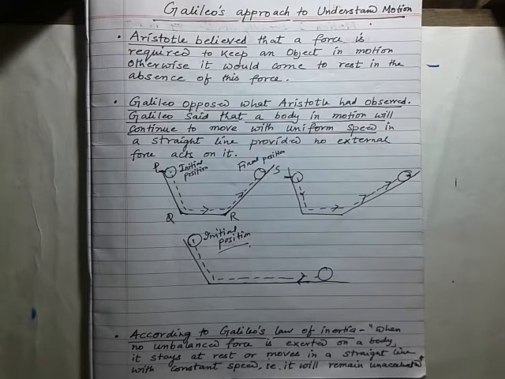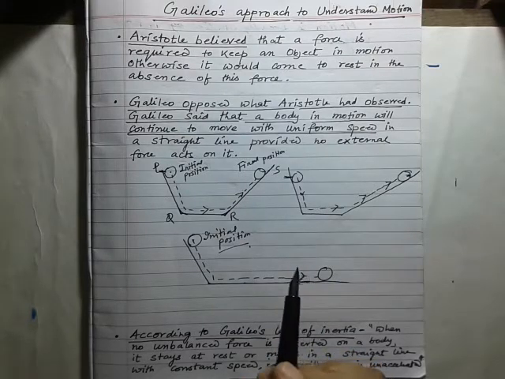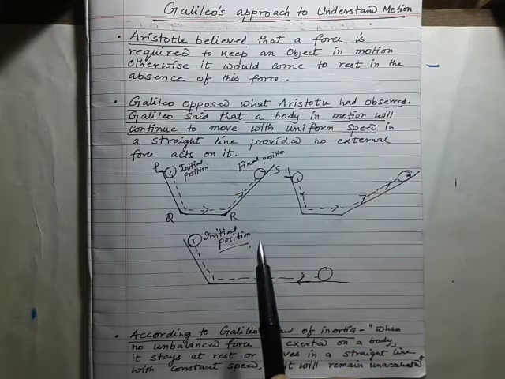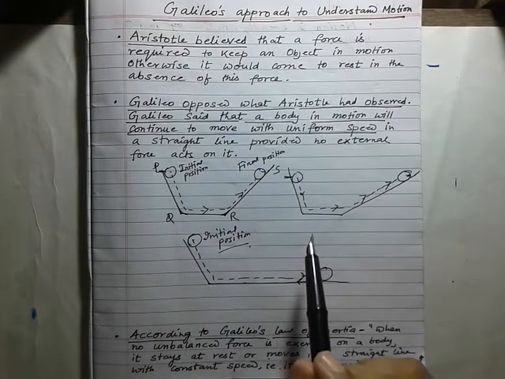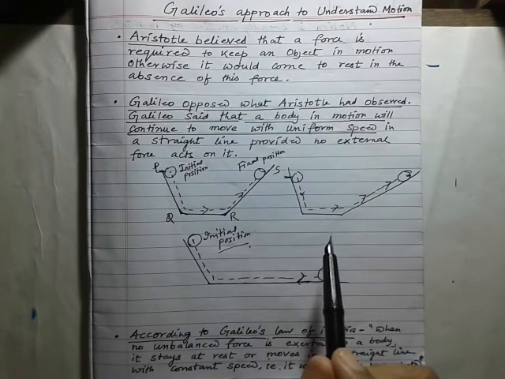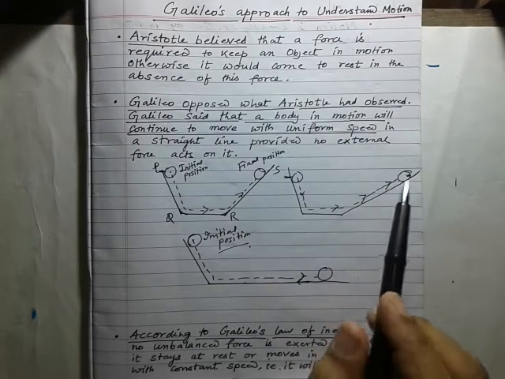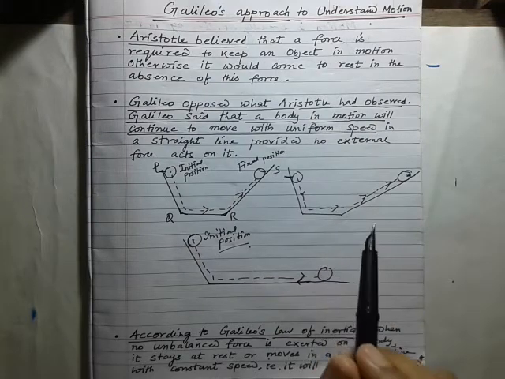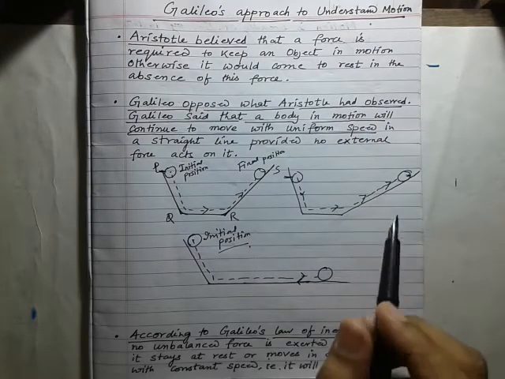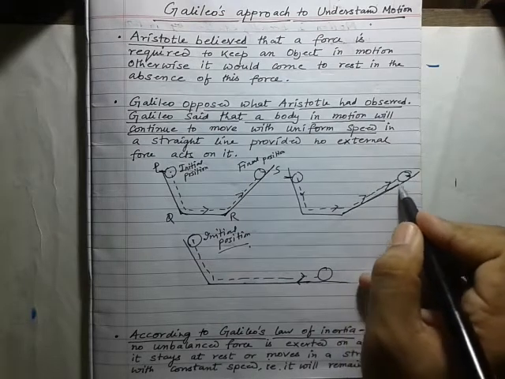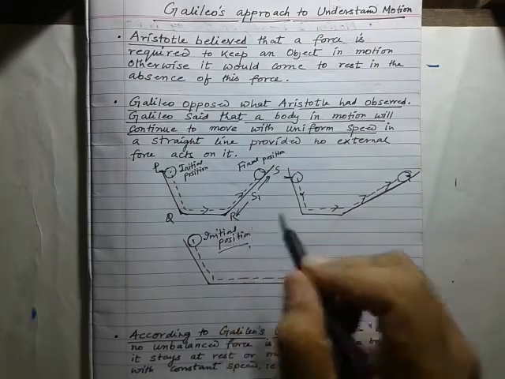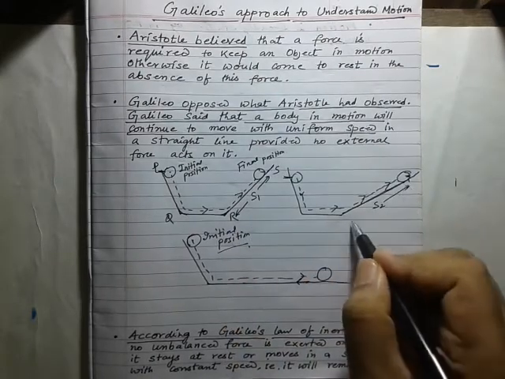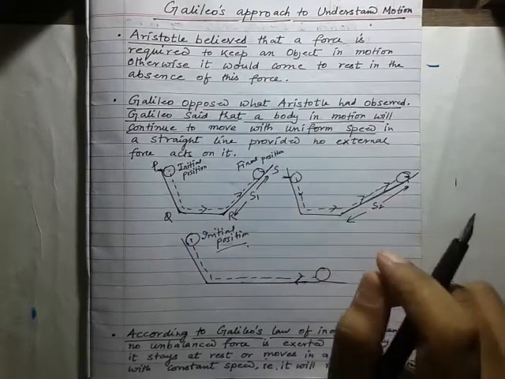If there are equal inclinations, the marble will roll down from one side and attain the same height on the other side. When the inclination is decreased, the marble will roll down and move up the other inclined plane and attain the same height, but cover a longer distance. If I take this one as S1 and this as S2, it's covering the longer distance, so S2 is obviously greater than S1.